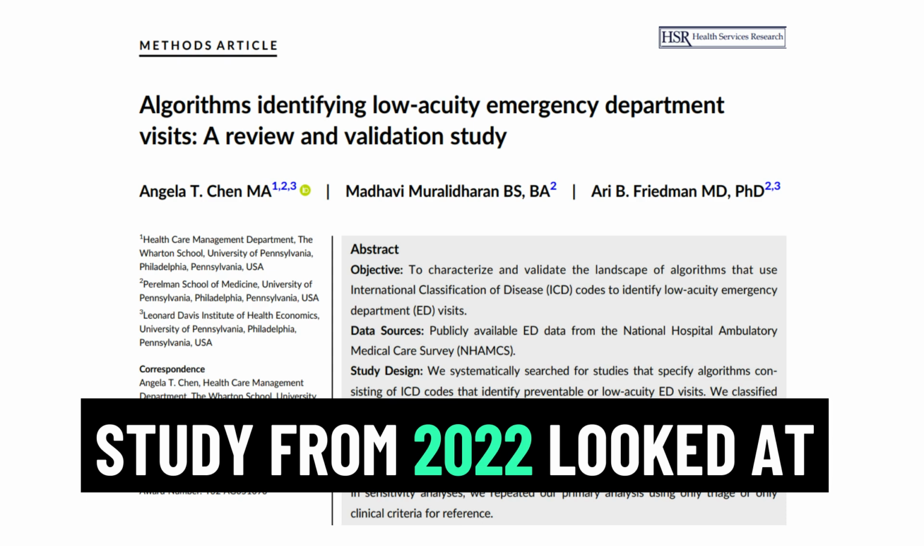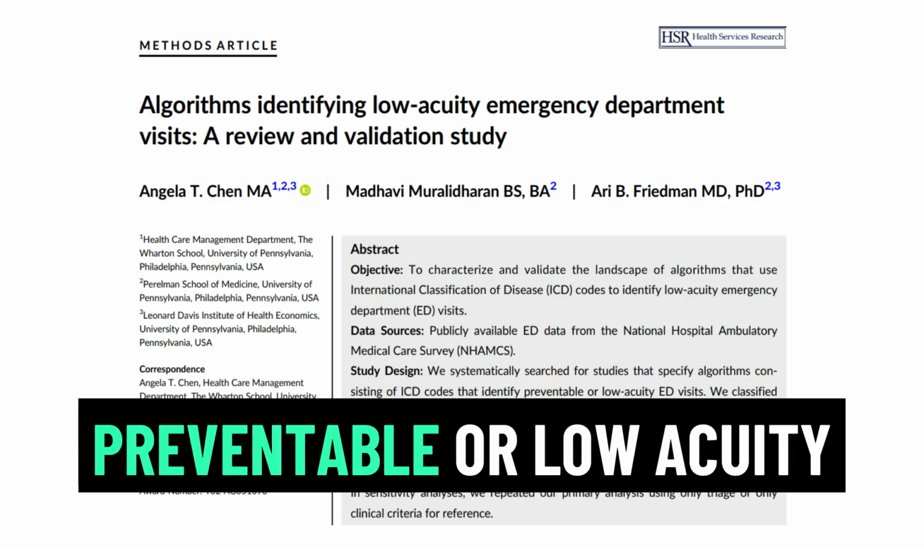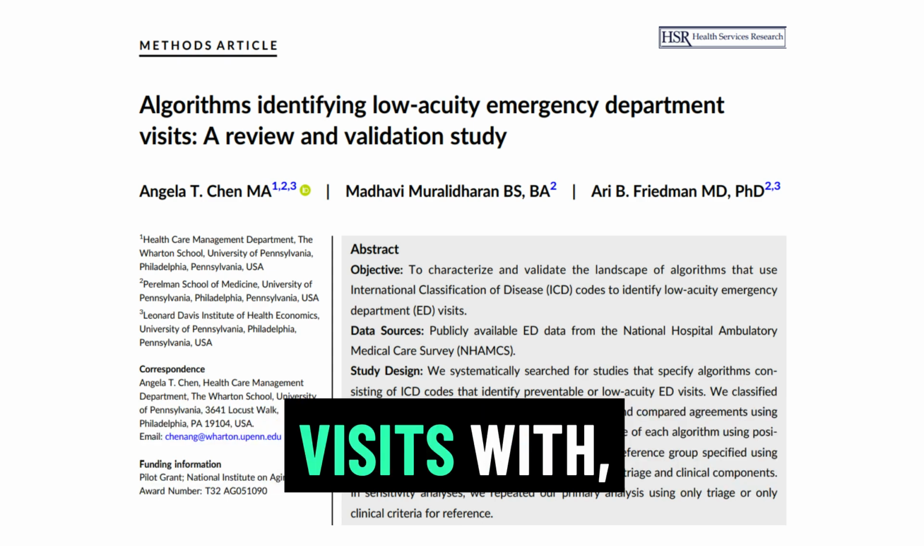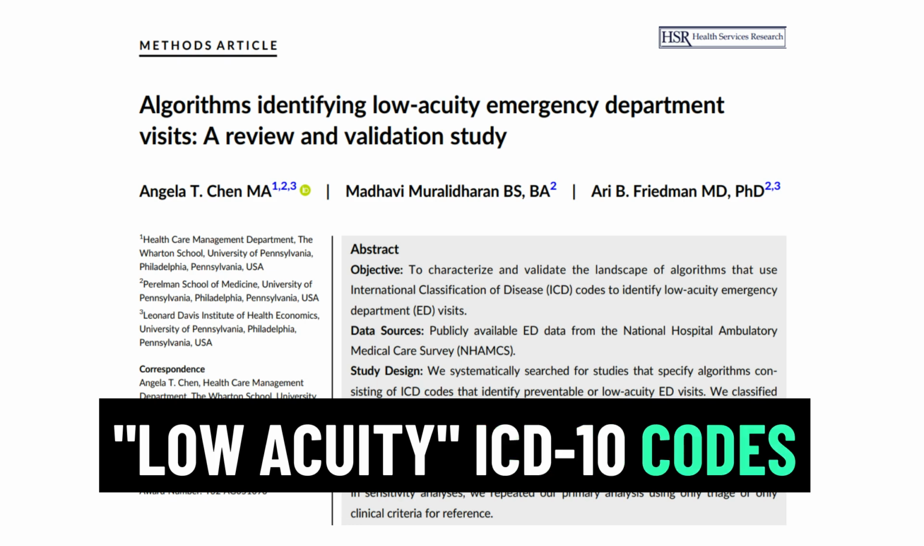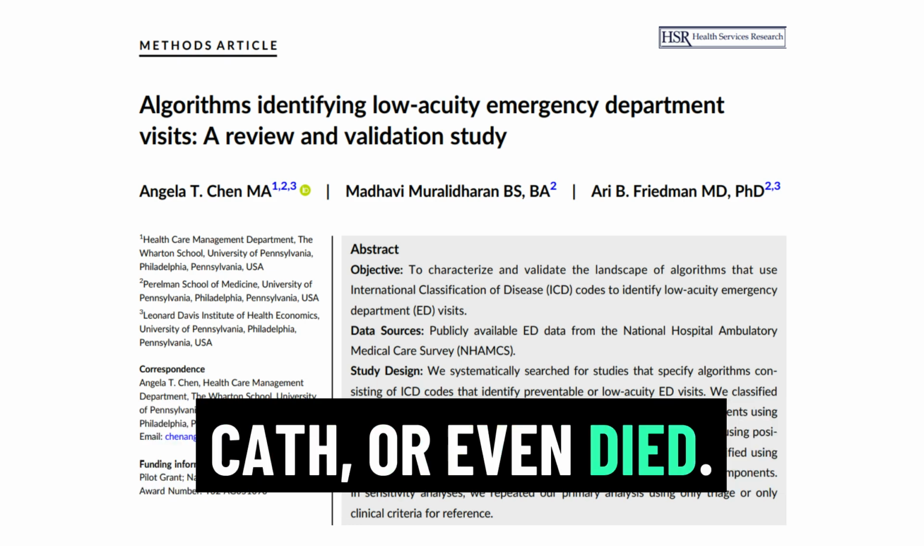A study from 2022 looked at multiple ICD-based algorithms to identify either preventable or low acuity visits to the ED. They found that 2% of the visits with, quote, "low acuity ICD-10 codes" ended up needing surgery, critical care, a cardiac cath, or even died.